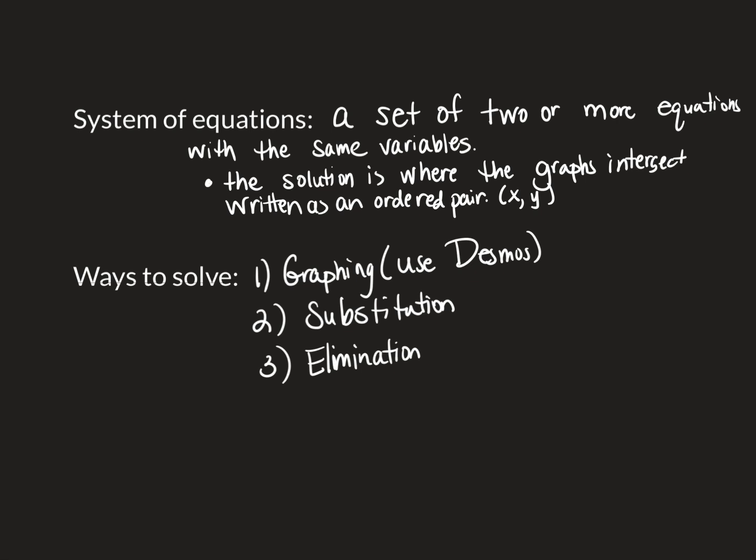Today we will be solving systems of equations by graphing, substitution, and elimination. A system of equations is a set of two or more equations with the same variables. The solution is where the graphs intersect and is written as an ordered pair, (x, y). There are three ways to solve a system of equations: by graphing, either by hand or using Desmos, substitution, or elimination.